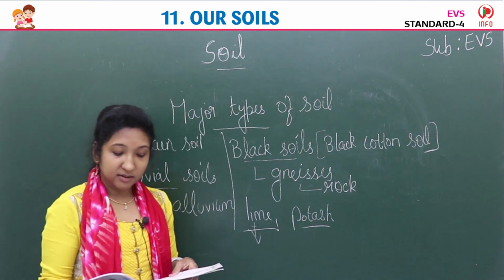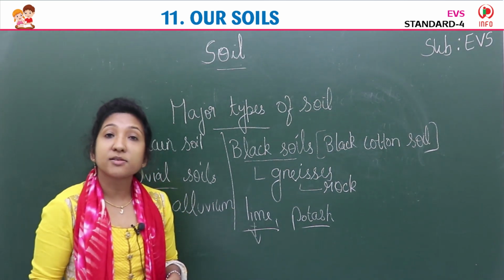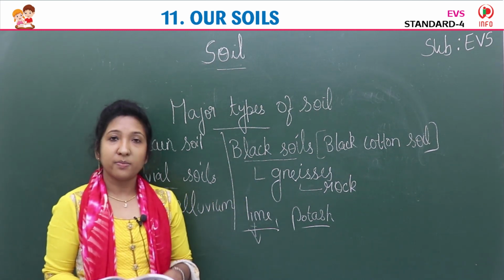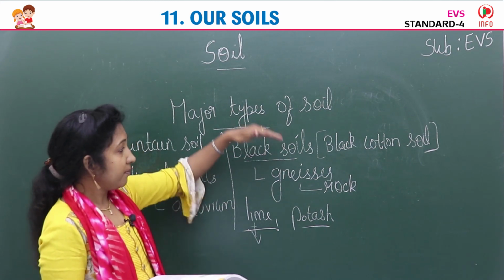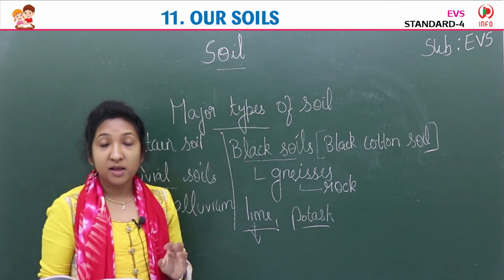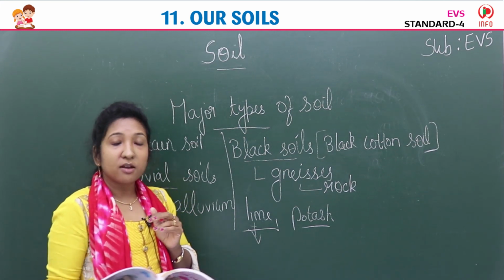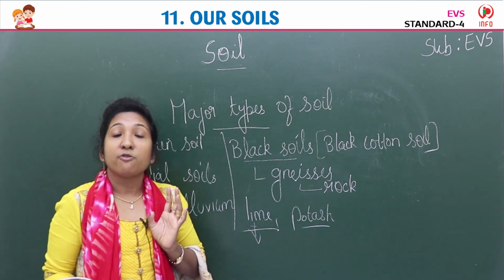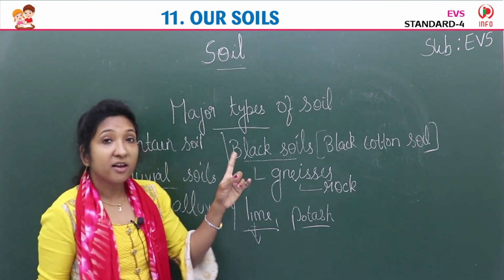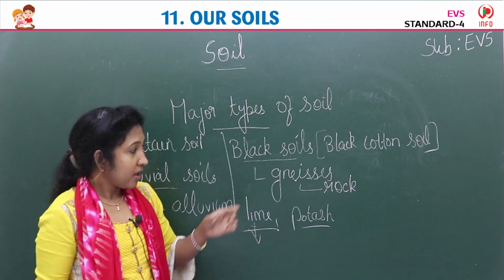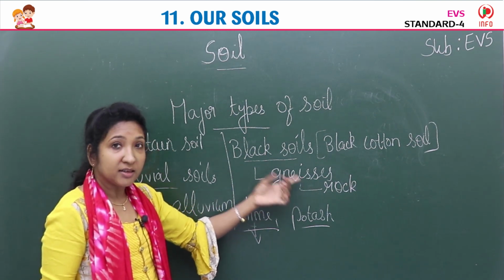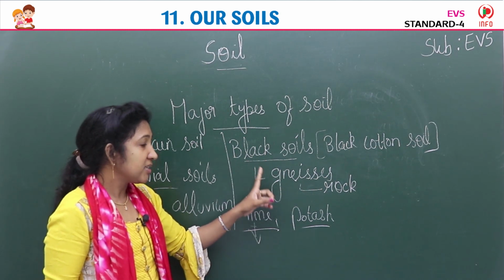Sugarcane, wheat and groundnut are also cultivated in this black soil. So what is black soil, children? Black soil itself is very rich in minerals. First of all, that soil is very fertile, and the quality is very best, especially for cotton. That's why it is called black cotton soil. And remember this word, children. When you read this word, read the spelling properly. It is G-N-E-I-S-S-E-S.